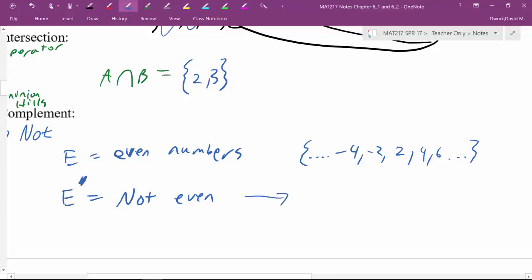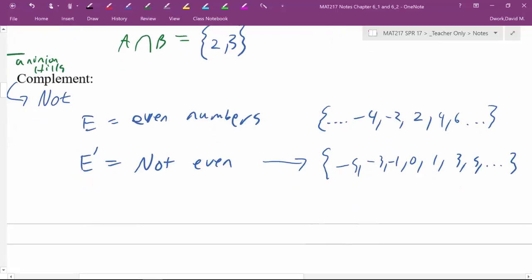What would be in the E complement? Well, that would be everything else. So this would be negative 5, negative 3, negative 1, 0, 1, 3, 5, and so on. So just be careful. Sometimes you can play this game where you can say, it's yes, it is or it isn't.